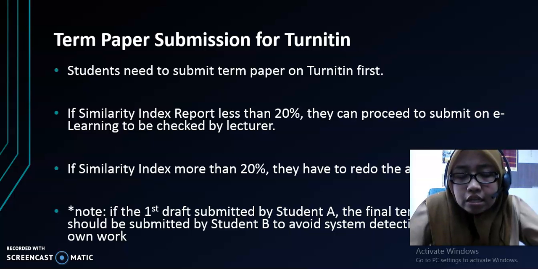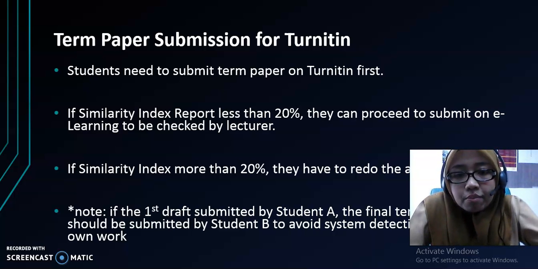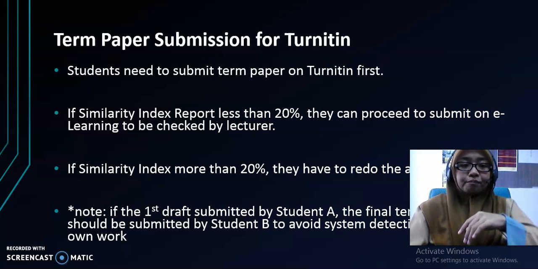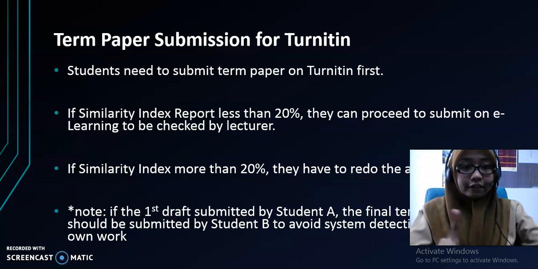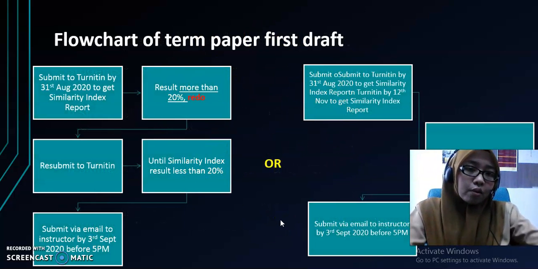If the similarity index is more than 20%, what should you do? Okay, you have to redo the assignment. Redo with your group members until you get the required results. Alright, note: if the first draft is submitted by student A, the final term paper should be submitted by student B to avoid the system detecting it as plagiarized own work. Okay, the last point, the note, you can ignore that.